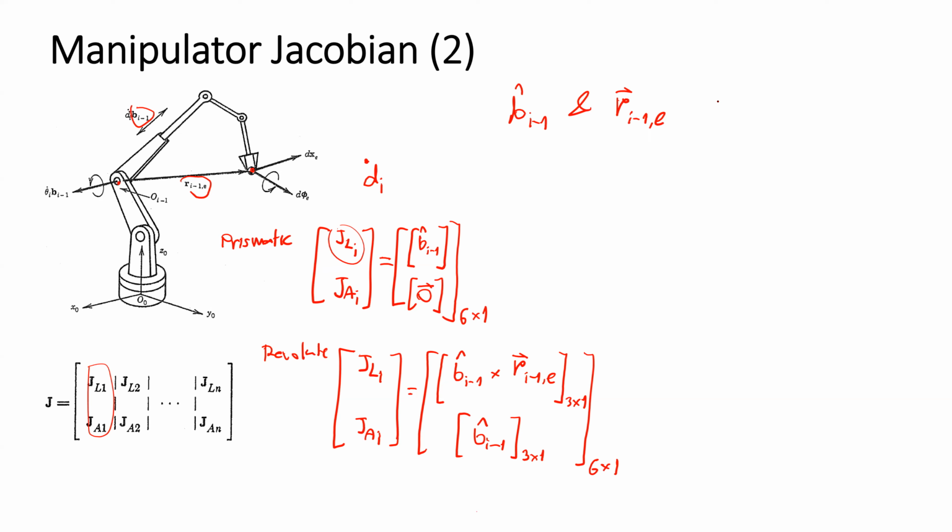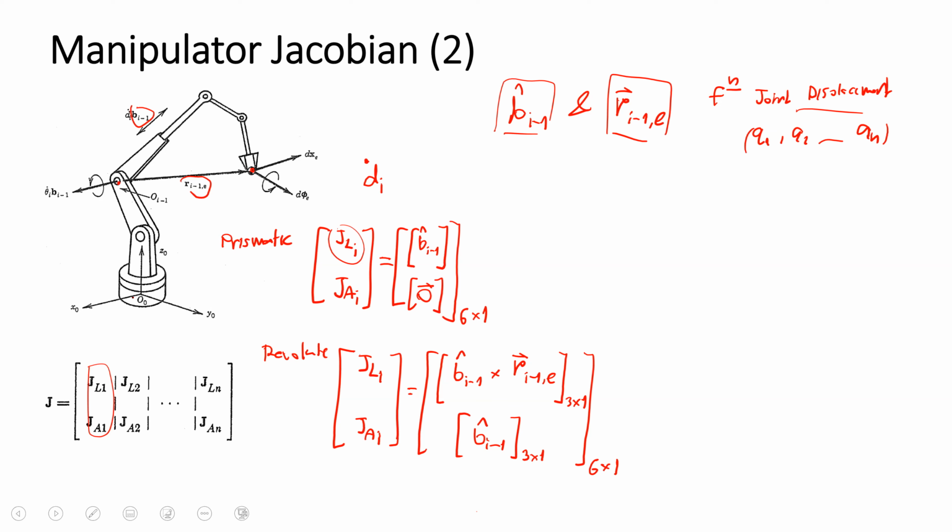Is a function of the joint displacement. These are functions of Q1, Q2 until Qn. It depends on the joint displacement. If we want to obtain this, it depends on the joint displacement of each joint. It's not fixed, it's not a constant. It depends on the position of the joint, the displacement of the joint.